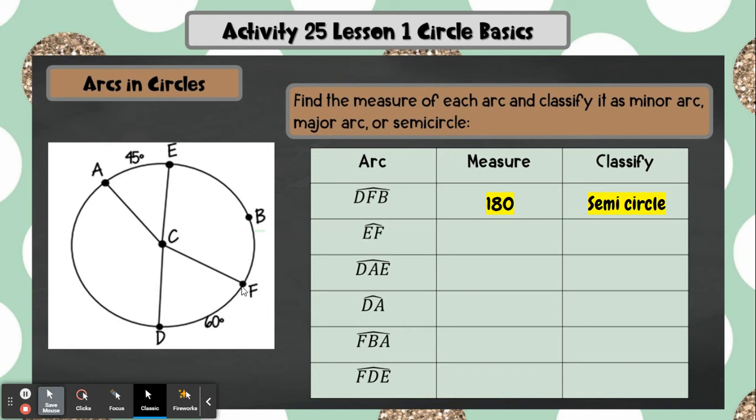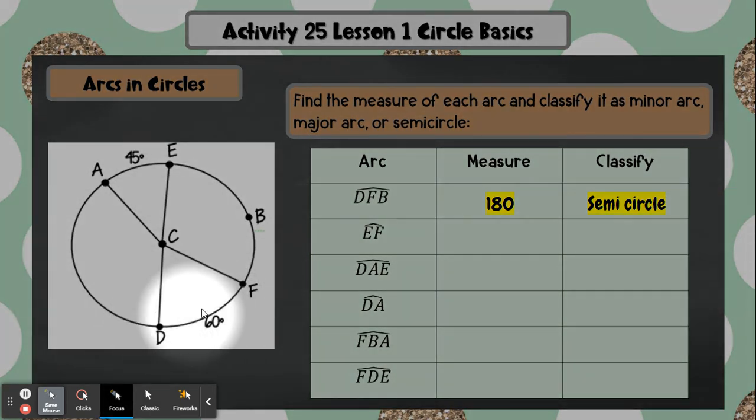E, F. Now we know a semicircle is 180. Let me change this over. So we know this whole way around is 180. We know this small part is 60 degrees. So what is EF? Well, 180 minus 60 is 120. And because we only use 2 letters, this has to be a minor arc.